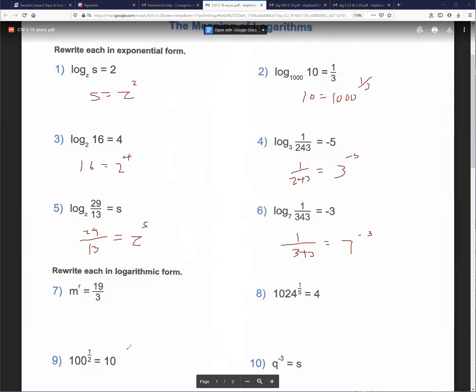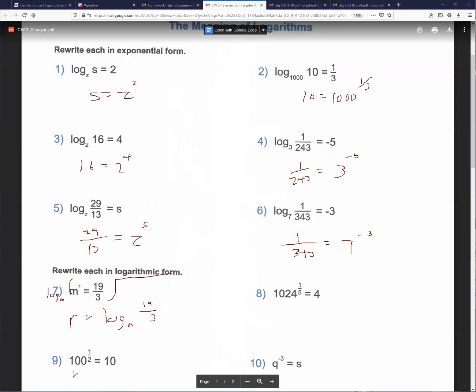When we write these in logarithmic forms, these look suspiciously like the questions on the other page. Like, are they the answers to the questions on the other page? I think they are. All right, to write these in log form, we're going to need to do log base on both sides. So we're going to do log base m on both sides of this thing. Log base m of m to the r is r. And the right side, we're just going to rewrite and keep it as is, log base m of 19/3.